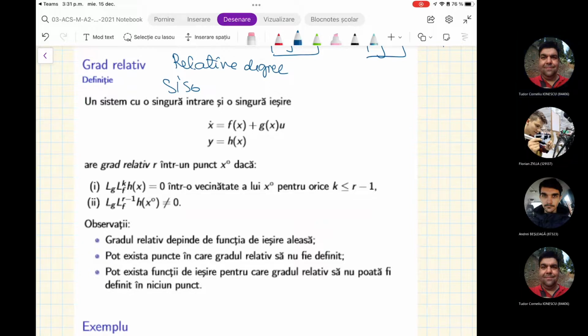Sorry about that. Right. So this system is said to have relative degree r at some point x naught if L_g L_f^k h is 0 in some neighborhood of x naught for any k less than r minus 1, and at level r minus 1, L_g L_f^(r-1) h(x naught) is not 0.